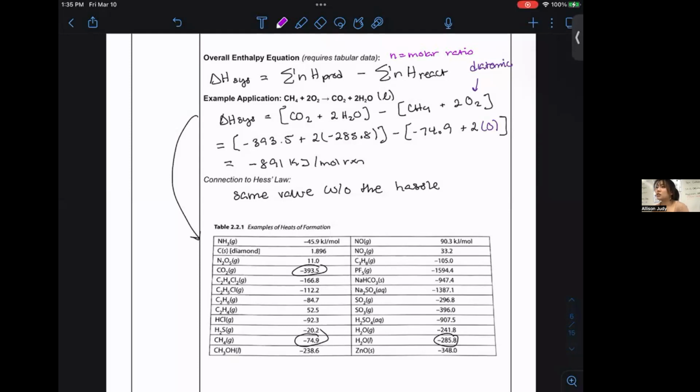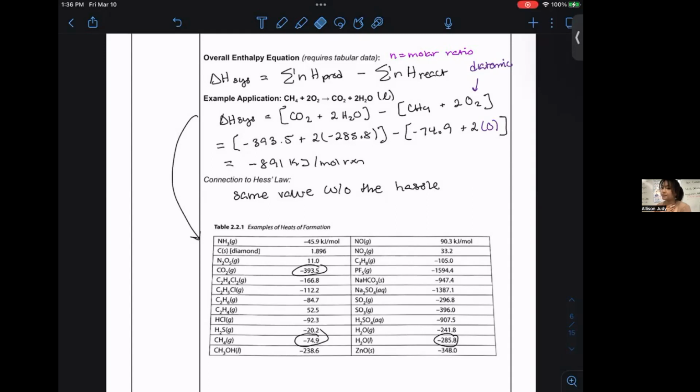Would that chart be given to us? Yes, the individual necessary data would be given to you, but notice they might not give you O2 because they assume that you recognize that O2 is 0. Same with a pure metal. If it was a pure element like silicon solid, it would be 0. Silicon in its solid state is its natural state under standard state conditions, making it 0.